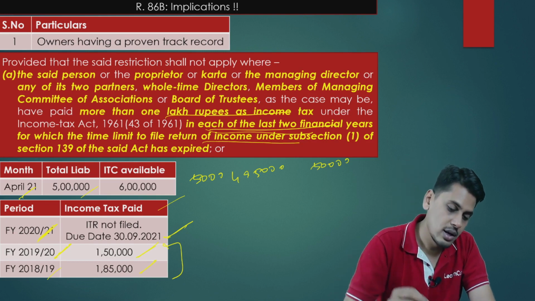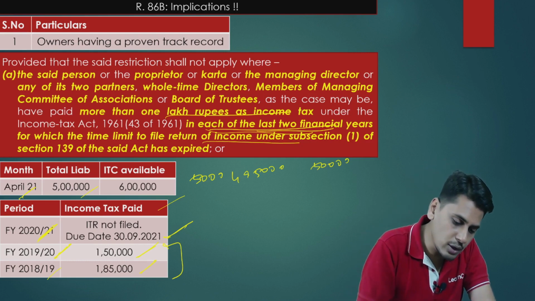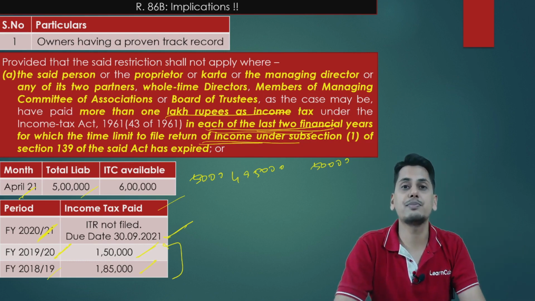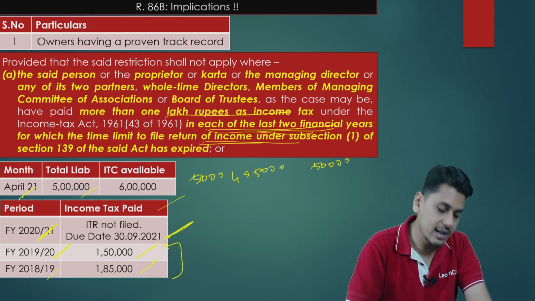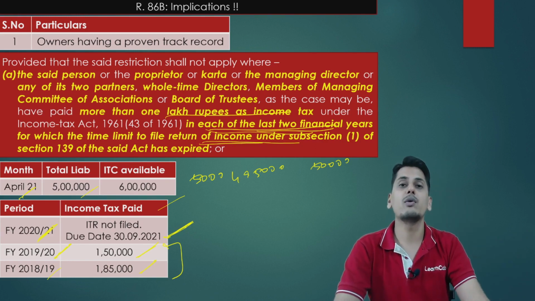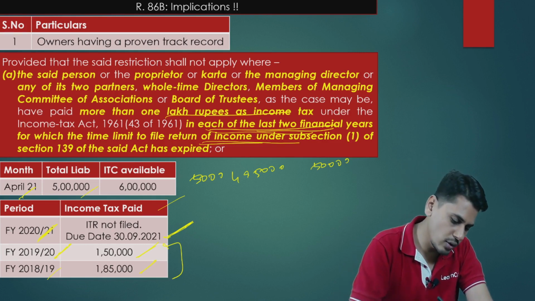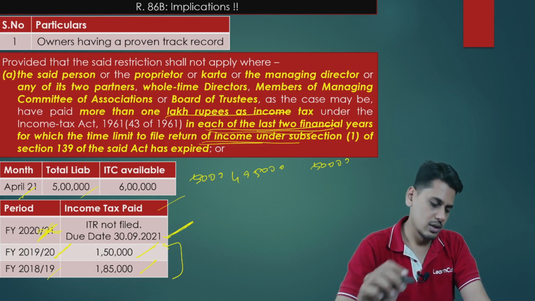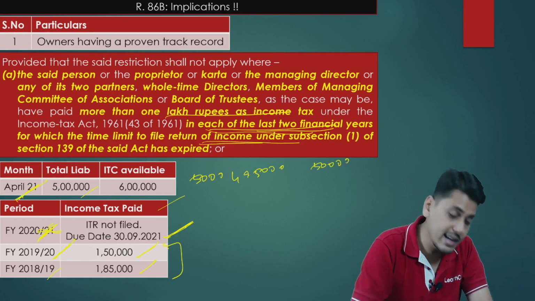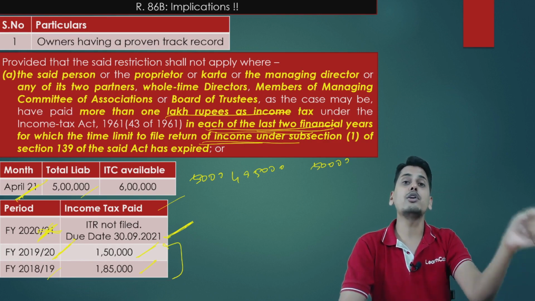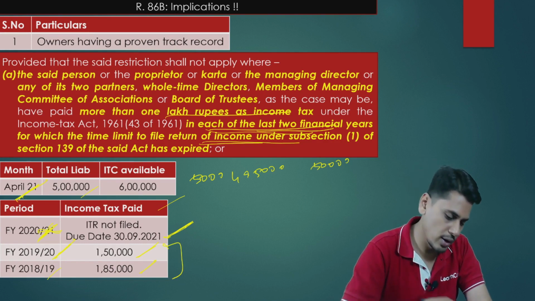Friends, it says for each of the last 2 financial years for which the time limit to file the income tax return under 139 subsection 1 has expired. So now friends, whether the time limit to file income tax returns for financial year 2021 under 139 subsection 1 of income tax has expired, the answer is no. So we are not going to consider this financial year. So we have financial year 1920. Whether for financial year 1920, when we are sitting in April 2021, the time limit to file income tax returns under 139 subsection 1 has expired? Yes. So we are going to take 1920.